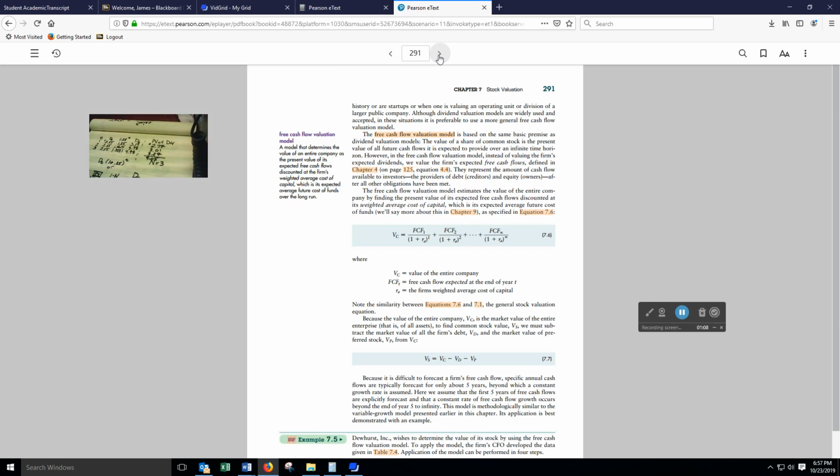So we're looking at firms that don't have dividend history, startups, or if we're looking at an operating unit or division of a larger public company, maybe we're buying that division. Now, the free cash flow valuation model is based on the same basic premise as dividend valuation models. The value of a share of common stock is the present value of all future cash flows it is expected to provide over an infinite time horizon. Once again, we're making assumptions about the future.